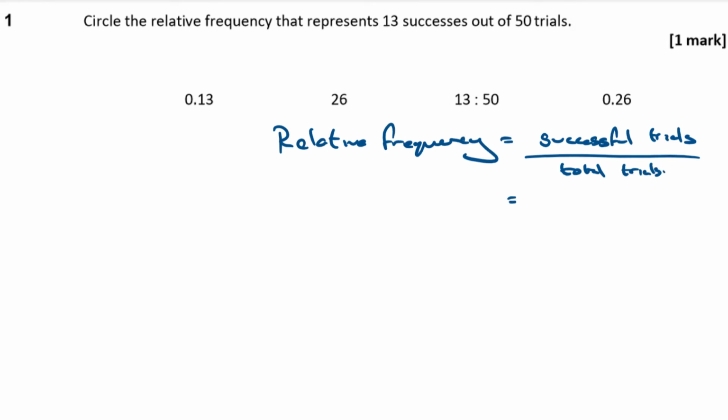So you conduct an experiment so many times, you count up your number of successes and you divide one by the other. In this case we've got 13 successes out of a total of 50 trials, which is 13 50ths, which is 26 100ths. That's 0.26 then, isn't it? It's going to be that one there.